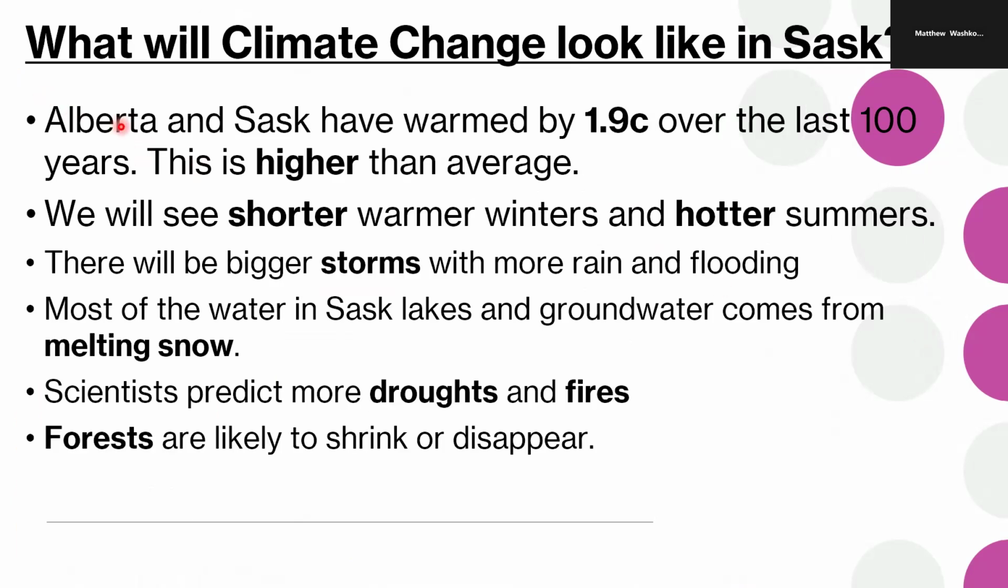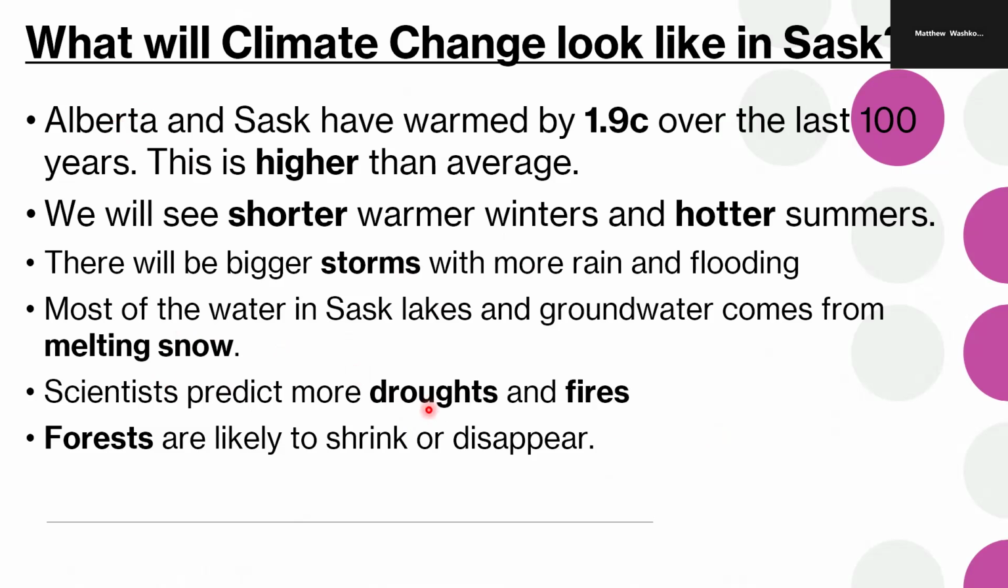So Alberta and Saskatchewan have warmed about 2 degrees over the last 100 years, which is higher than average. Again, we're further up north, which means we will see shorter and warmer winters and hotter summers. We will also see less consistent moisture dropping. What that means is we'll get a big dump of it all at once. It's not just a little bit of rain here, a little bit of snow here. It's blizzard, giant rainstorm, blizzard, giant rainstorm. That's what it's going to be like. So there's going to be fewer of them, but they're going to be more intense.